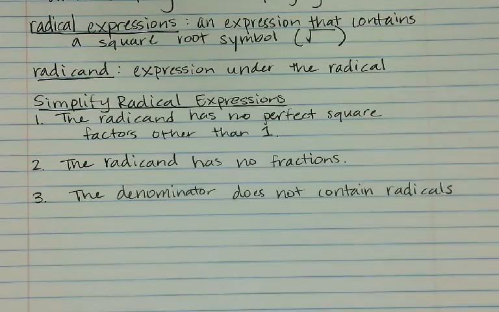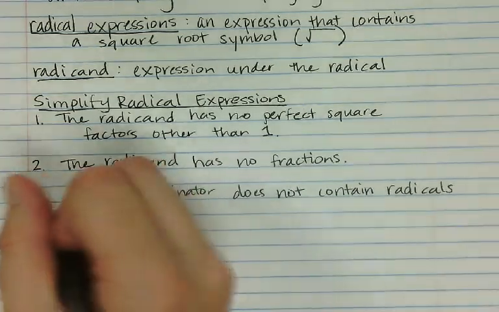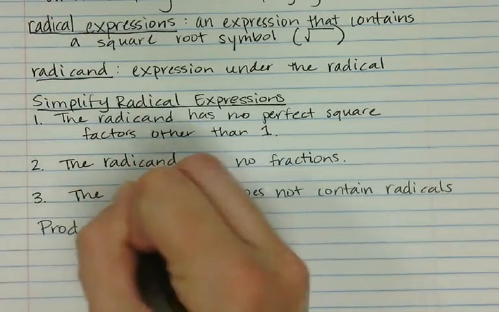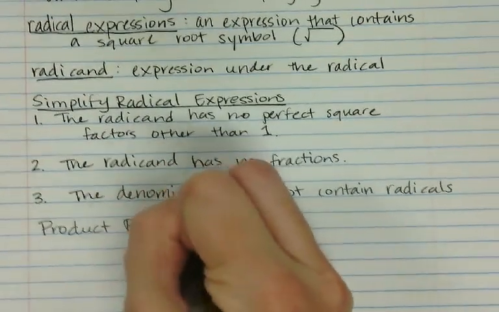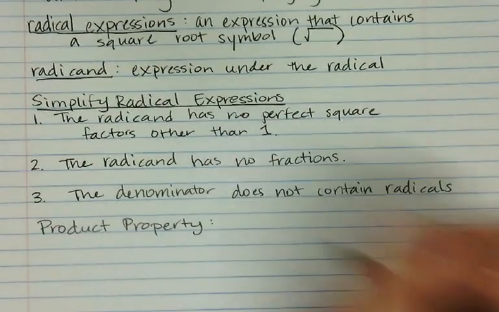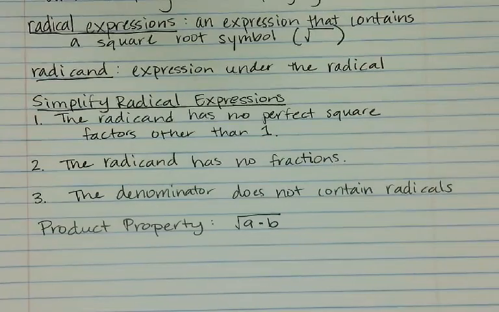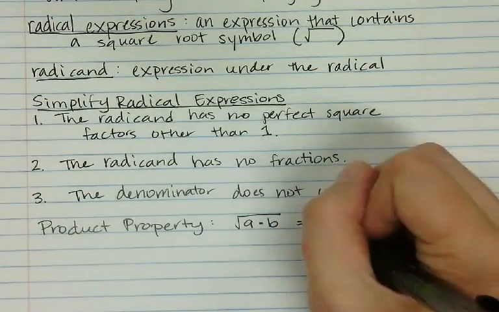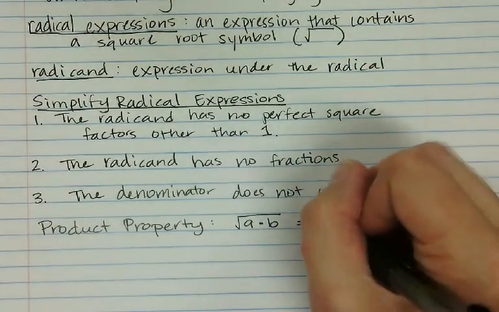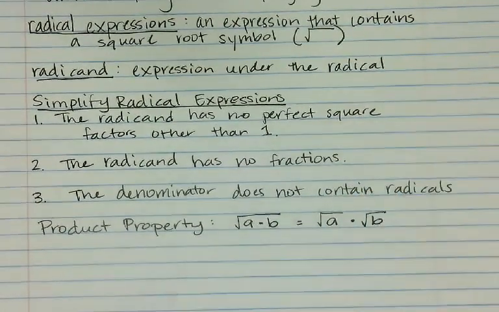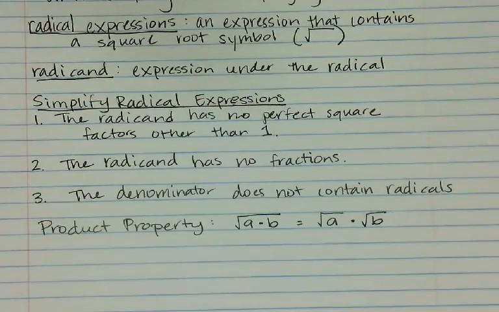And guys, sometimes your radical can be simplified to a whole number. If it's a perfect square, it can be simplified to a whole number. And there's a couple properties with radicals that we are going to talk about. We have the product property, where basically, guys, if you have A times B under the radical, or if A times B is the radicand, you can separate them into radical A times radical B. You can separate them out.